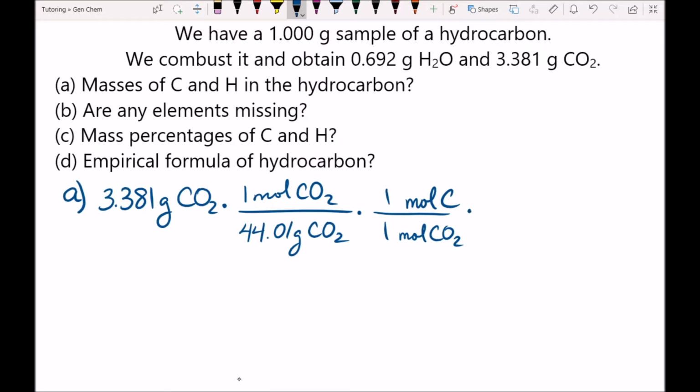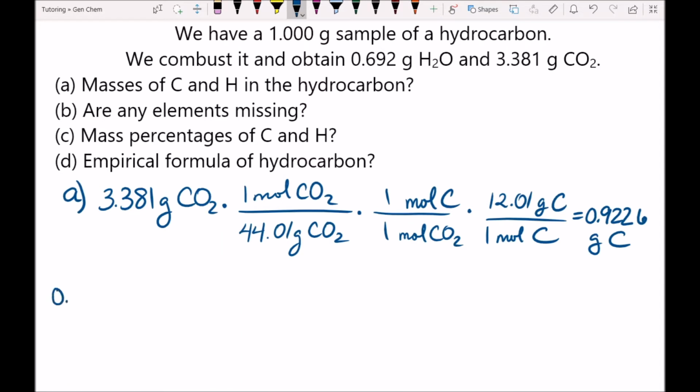But we have a 1-to-1 ratio there because 1 mole of CO2 contains 1 mole of carbon. Then we want to get rid of moles carbon. So we use the molar mass of carbon atoms. That's 12.01 grams of carbon atoms in 1 mole of carbon. And that gives us 0.9226 grams of carbon.